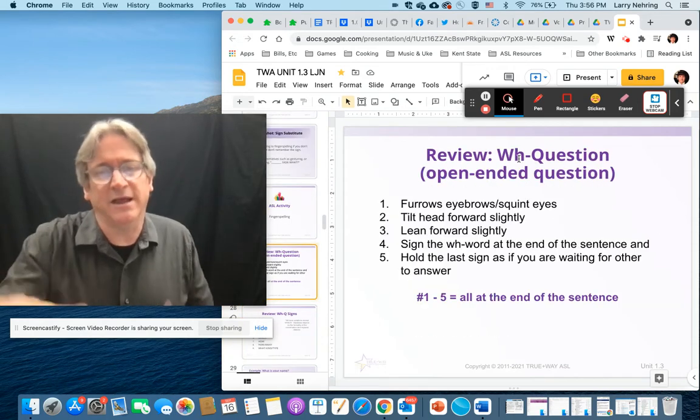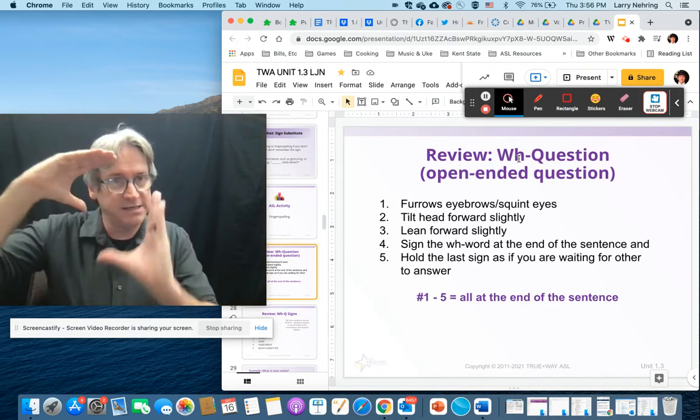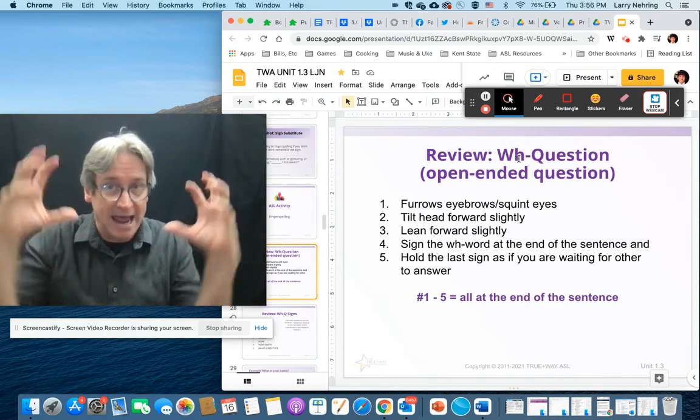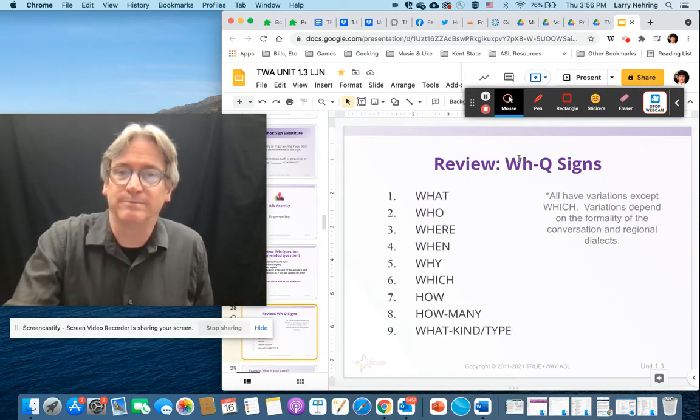And the comment at the end, 1 through 5, they're all at the end of the sentence. Basically, that's just remembering that this is how you finish the sentence. They all happen at the same time, that they're not a sequence of things that happen in order.